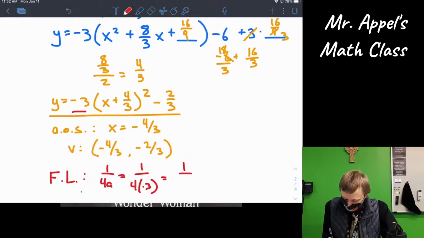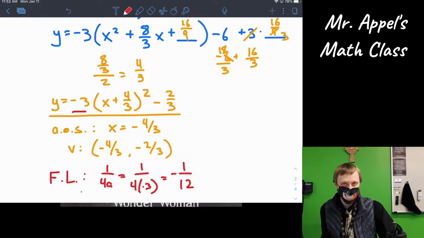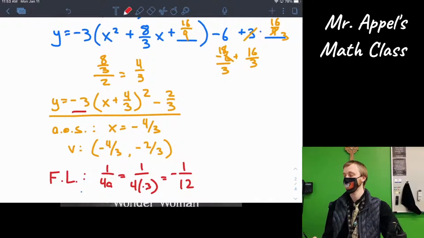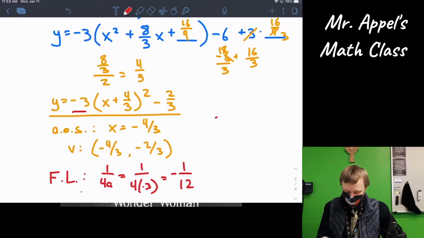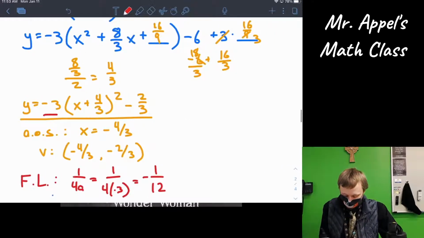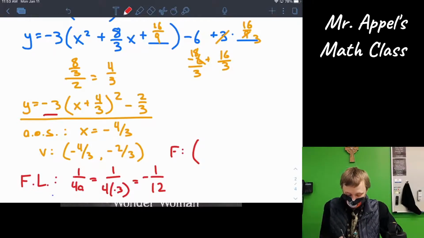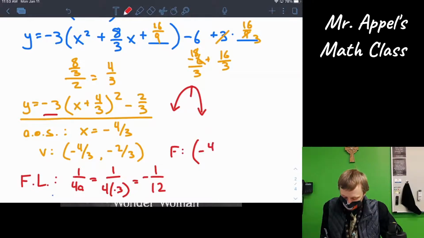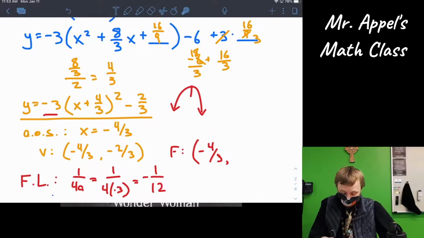So we get 1 over negative 12, negative 1/12. Don't be intimidated by the fractions. They're okay. So then our focus is at... this is a y equals negative, so it's a frowny parabola. From the vertex, we're going to go down. So we'll keep the same x value as the vertex, negative 4/3. I'm going to take negative 2/3 and add 1/12.